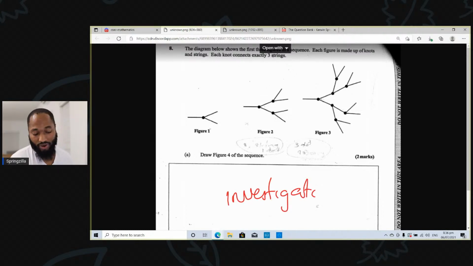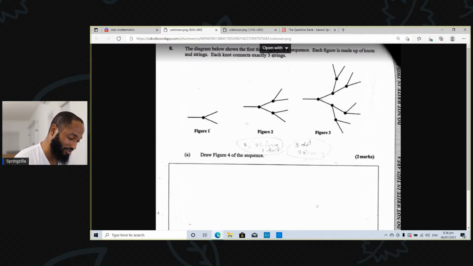You can look up the video. I have an investigation video, and you can understand how this normally comes. But nobody has time to draw that whole figure. Let me just draw it here quick for you. In the exam, do not draw on top of the figure. You need to draw in the box provided. I'm just doing this to make my life easier.